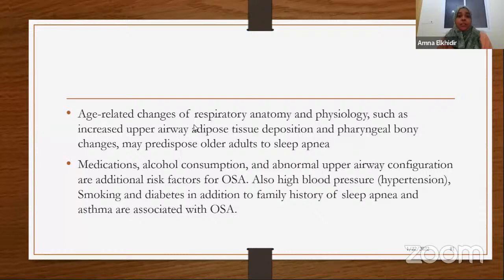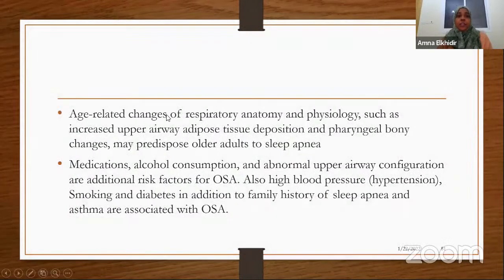Aging is a risk factor for OSA because there are age-related changes of respiratory anatomy and physiology, such as increased upper airway fat deposition, and there are pharyngeal bony changes which may predispose older adults to sleep apnea. Also, other risk factors like medications, alcohol, and abnormal upper airway configurations. Also, hypertension is a risk factor, smoking, diabetes, in addition to having a family history of obstructive sleep apnea, and asthma also is a risk factor for obstructive sleep apnea.